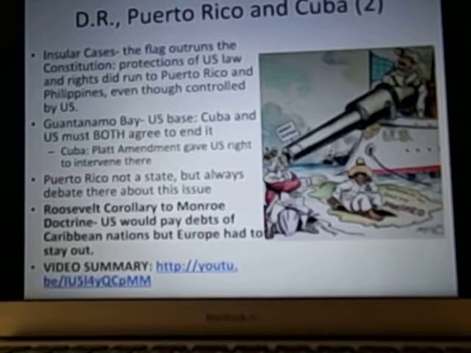The DR, Puerto Rico, and Cuba. So in the end, Cuba was freed from Spanish rule. It was its own country. However, the Platt Amendment gave the U.S. the right to intervene there. The U.S. gave itself the right to intervene in Cuba whenever it wanted to. We established a naval base there, Guantanamo Bay, which is still there.